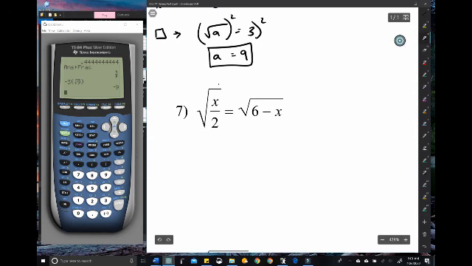Number 7, don't let the fraction scare you. This time, just radicals on both sides. So square both sides, that makes it just x over 2 is equal to 6 minus x.